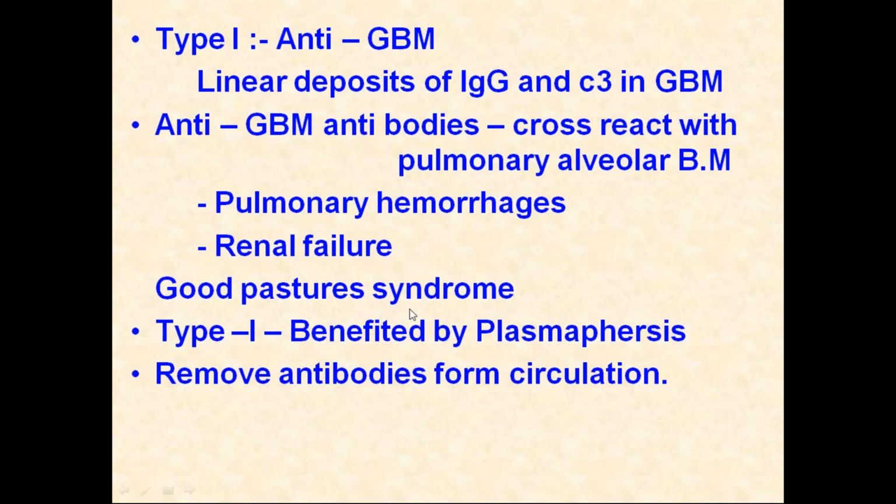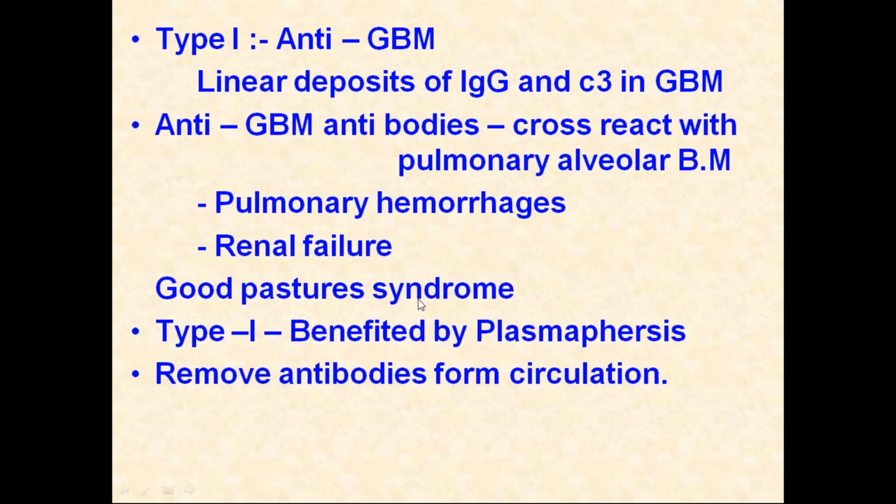In type 1, or anti-glomerular basement membrane antibody disease, what kind of deposits do you have on immunofluorescence? Linear deposits of IgG immunoglobulin and C3 in the glomerular basement membrane. The anti-GBM antibodies cross-react with the pulmonary alveoli, similar to Goodpasture syndrome. Here the patient has pulmonary hemorrhages and renal failure. What is the treatment? The patient is usually benefited by plasmapheresis and removal of antibody from the circulation.